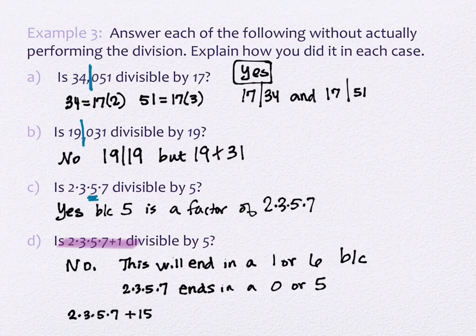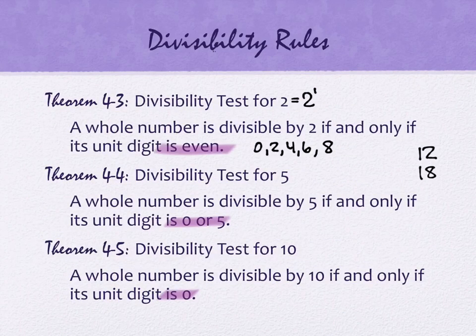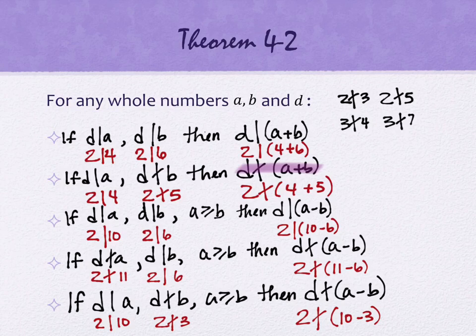Another way you can think about this is that the 2 times 3 times 5 times 7 divides by 5, but 15 divides by 5 as well, right? Each of the individual pieces divides by 5, so their sum has to also divide by 5. And if we think about it from that perspective, we're actually utilizing theorem number 1 here. If 5 divides the first number and 5 divides the second number, 5 divides the sum.